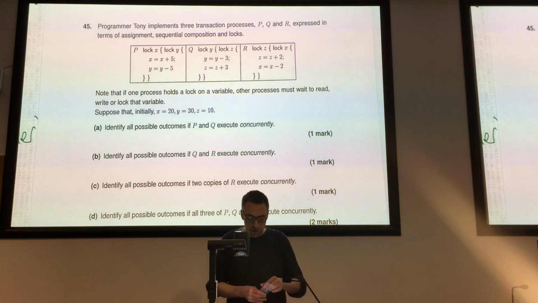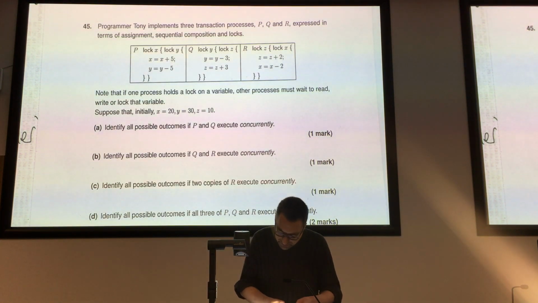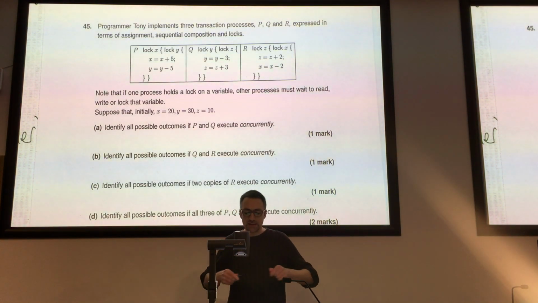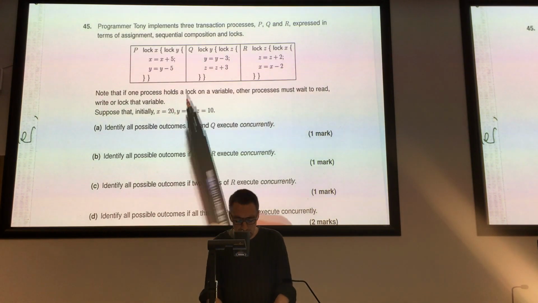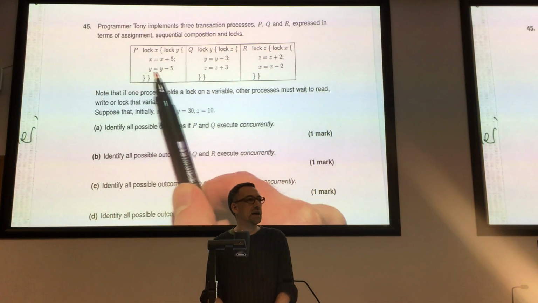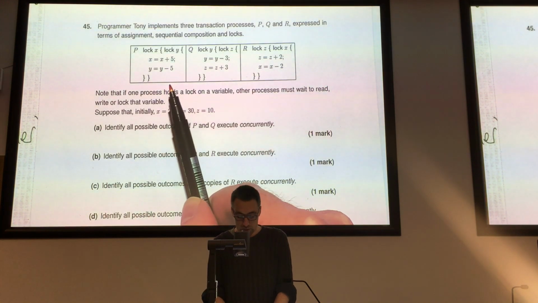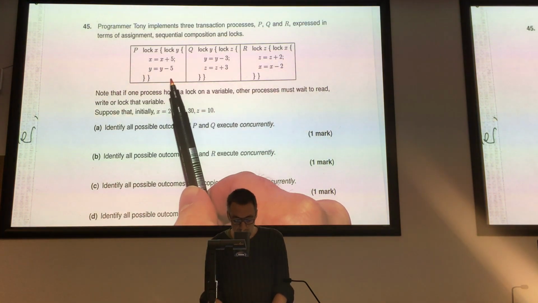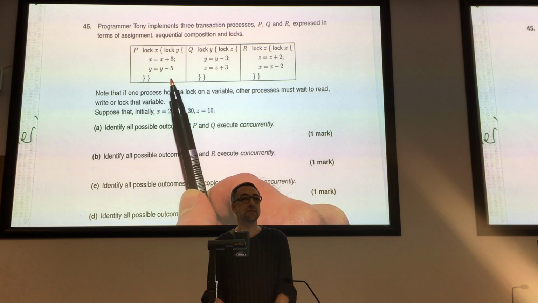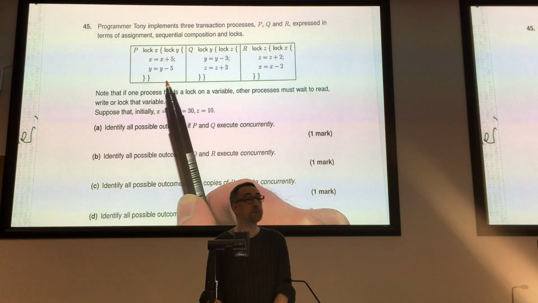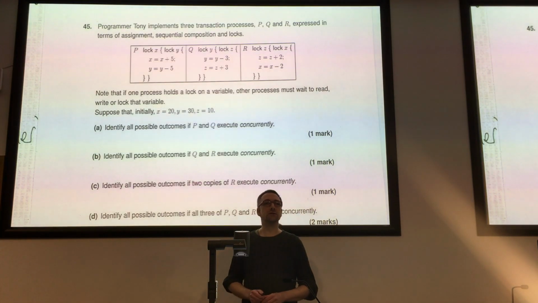Okay, let's have a look at the processes first. You'll notice that process P locks x and y around the outside, and then it modifies x and y. In particular, it looks like y is giving x 5. Everyone see that? Okay, so this is good news.